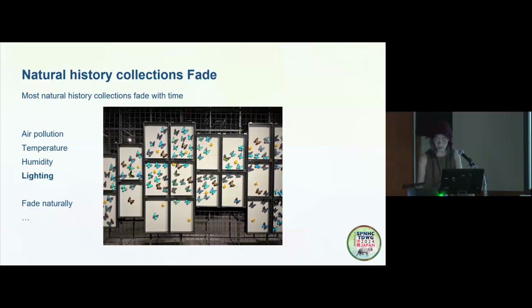But according to some research, even with visible light sources, it can make the collection fade. So for better conservation purposes, I would like to know how it would fade, and with a certain amount of illumination time, to what extent the collection will fade.